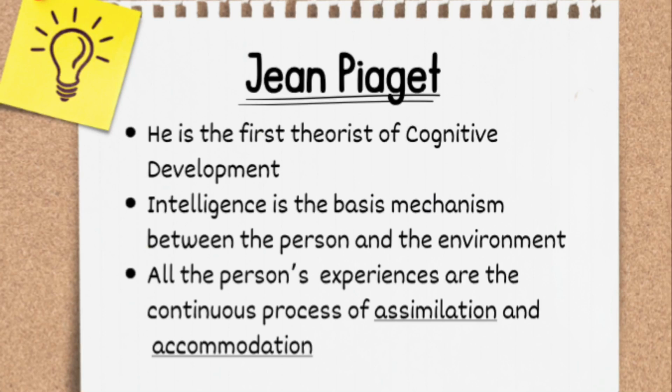So when we say assimilation, it is new information that is dependent on our previous knowledge, and it also describes how we interpret new experiences related to our previous information. And when we say accommodation, it describes how we later adjust our schemas to the new information.